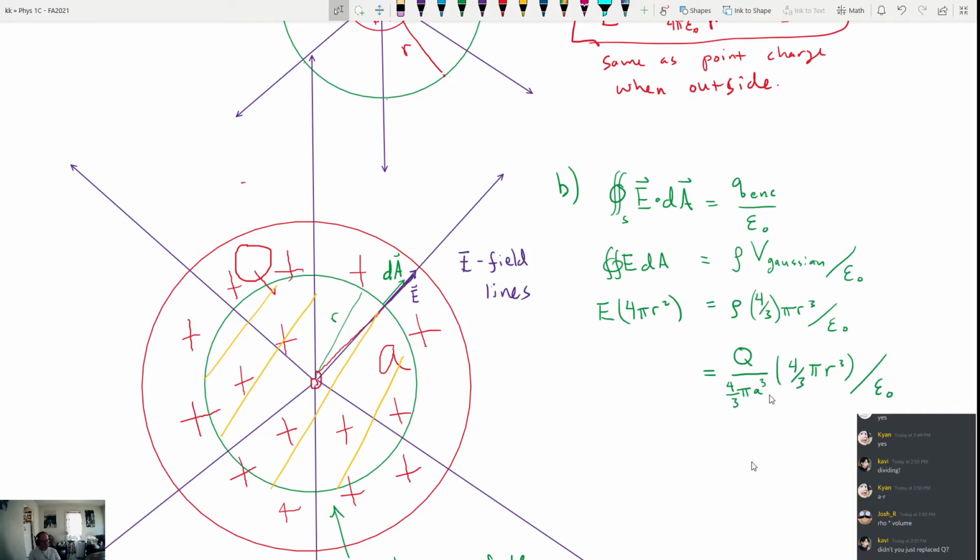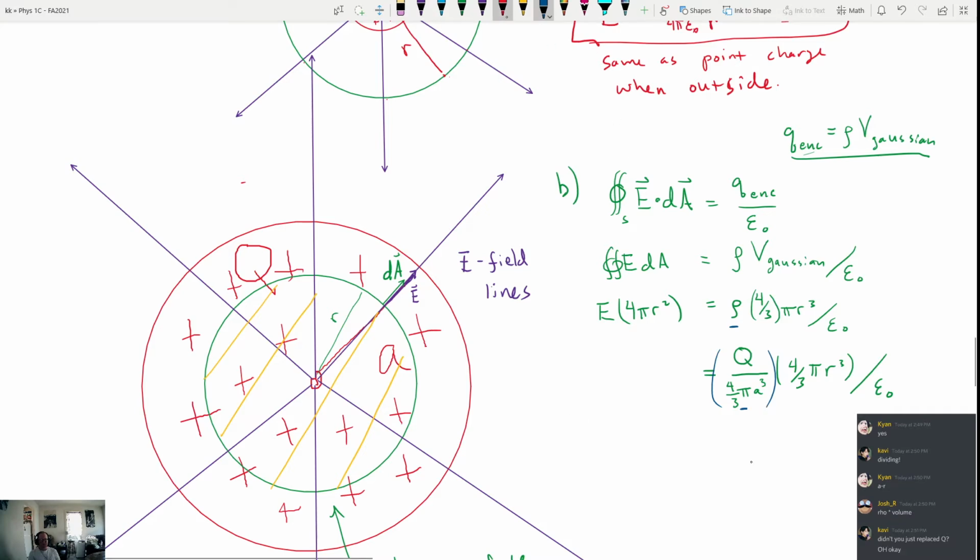did I just replace Q? Well, so what we did was we said Q enclosed was equal to rho times the volume of the Gaussian, right? And then I replaced rho, so rho is this. Charge divided by total volume. Okay.